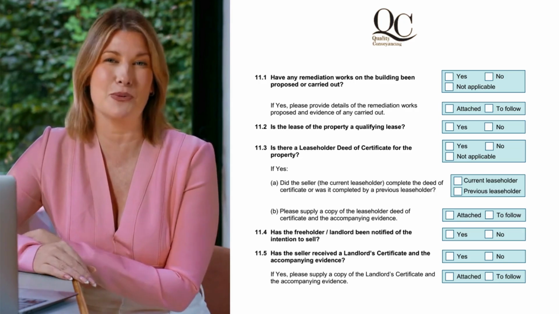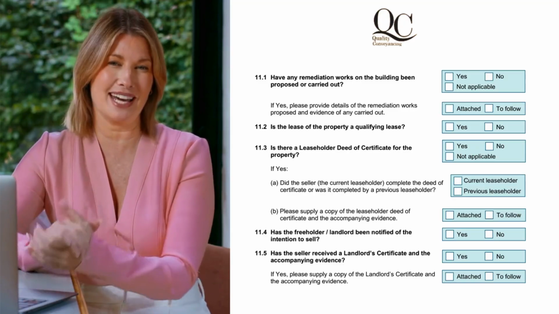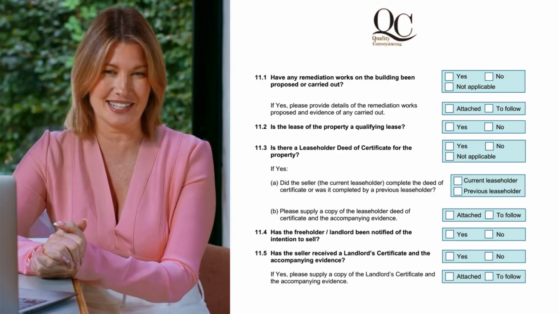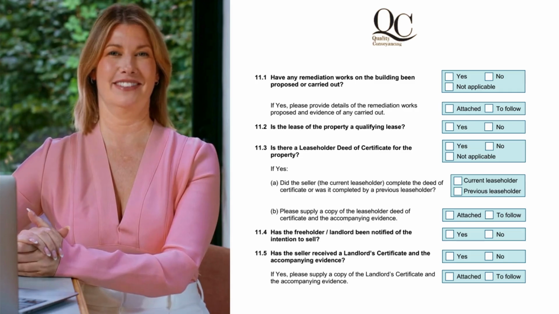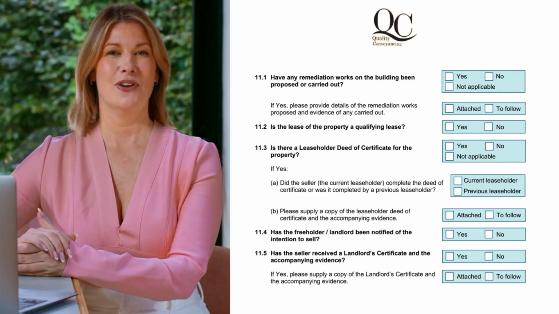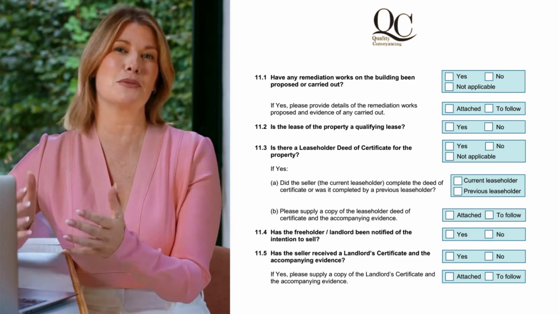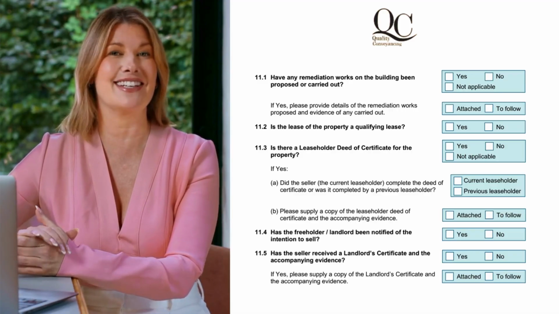You'll then be asked whether you've received a landlord certificate. This is a document provided by the landlord or freeholder confirming certain building safety information. If you have received one, tick Yes and attach a copy along with any supporting evidence. If you haven't received one or you're not sure, simply select No or Not Applicable. Your solicitor can request this if it's needed.